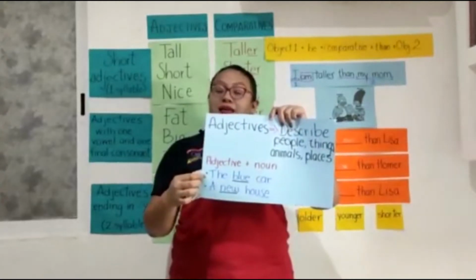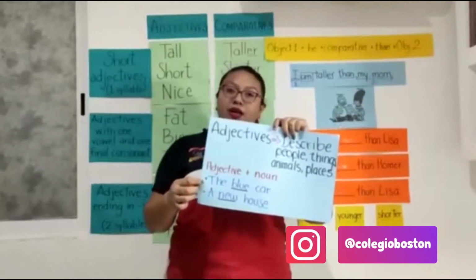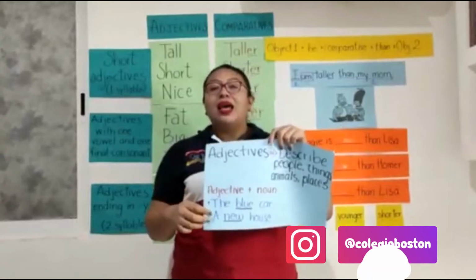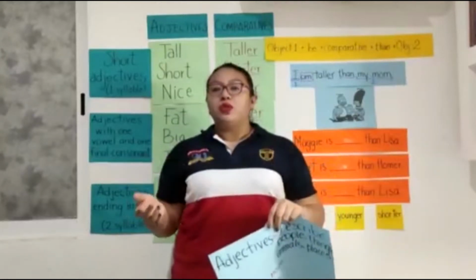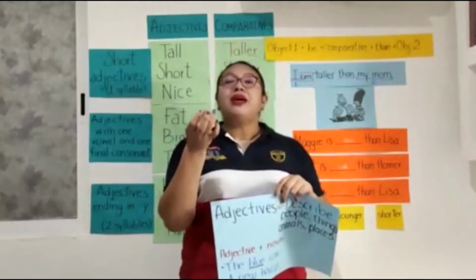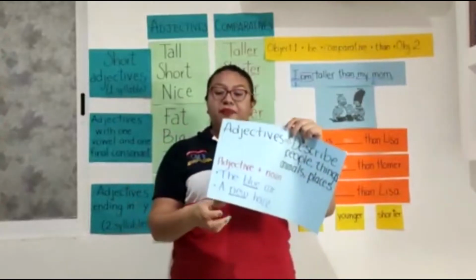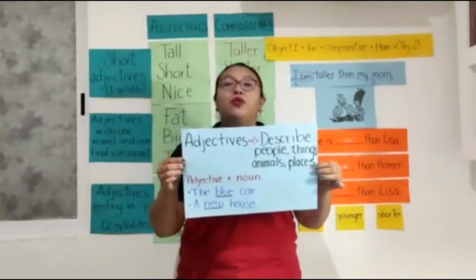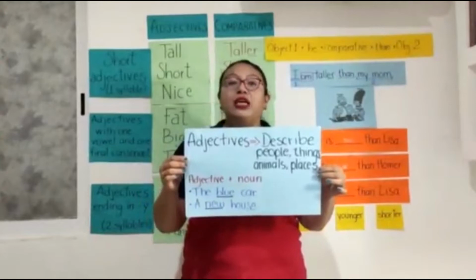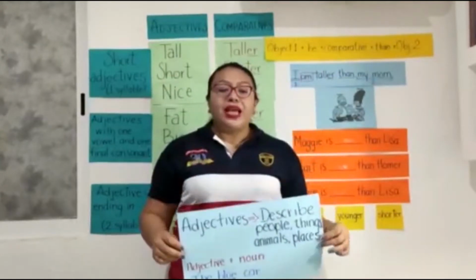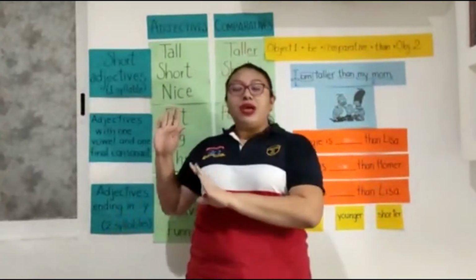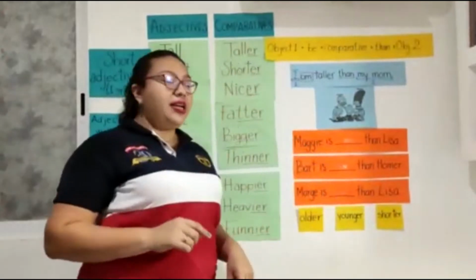First, we need to say the blue car. First, I need to mention the adjective, or the color. And then we are going to say the animal, the person, or the object, okay? For example, a new house. I am describing the house, and I am using the adjective new, okay? Well, in English, we have some adjectives that we are going to check in this moment, okay?